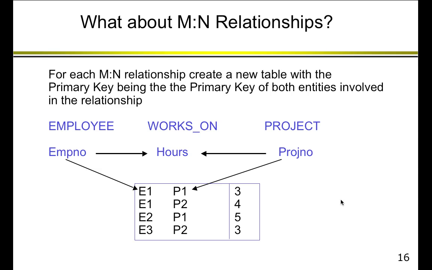So for each of the M to N relationships, create a new table with the primary key being the primary key of both entities involved in the relationship. So here we have employees that work on projects. We have an employee number, the number of hours, the number of projects. Because employees might be working on multiple projects with multiple number of hours. How are you going to keep track of that? You can't. Otherwise, you're going to have project 1, project 2, project 3. Not a good idea. So you make a separate table out of it. So we have employee 1 working on 2 projects, project 1, project 2 with 3 and 4 hours.